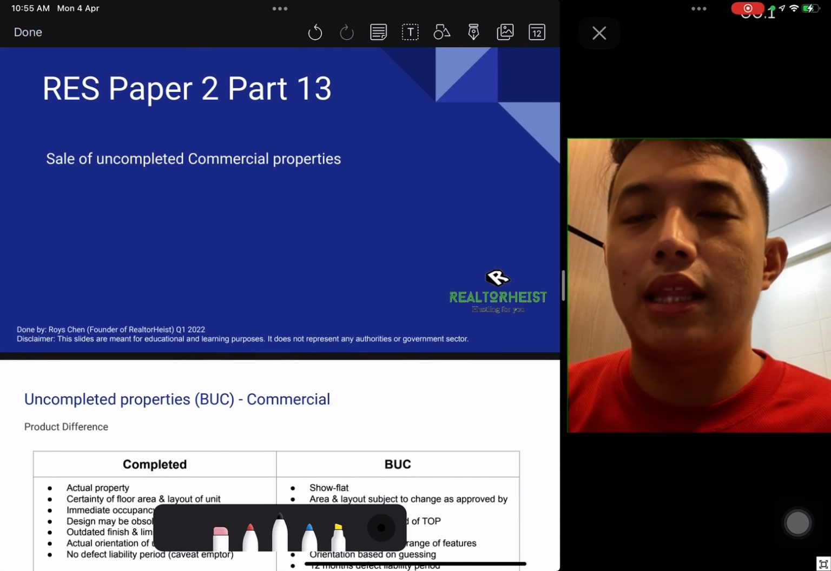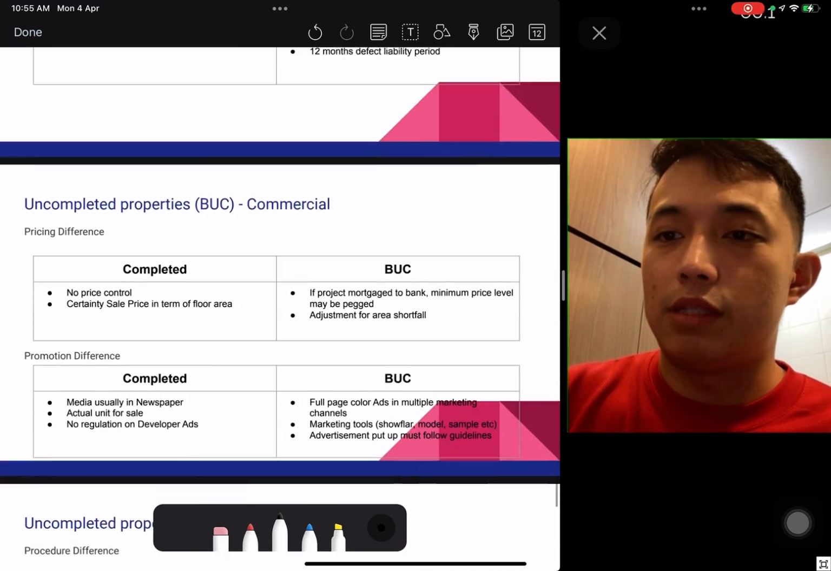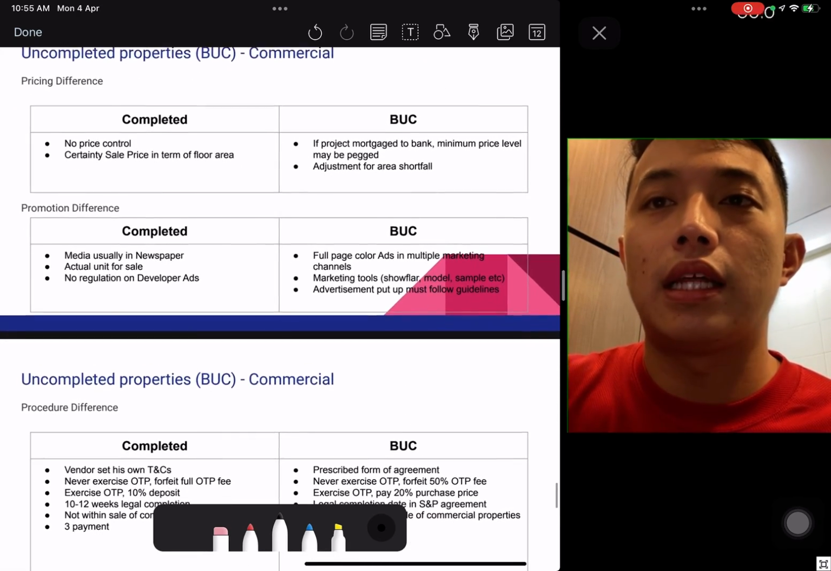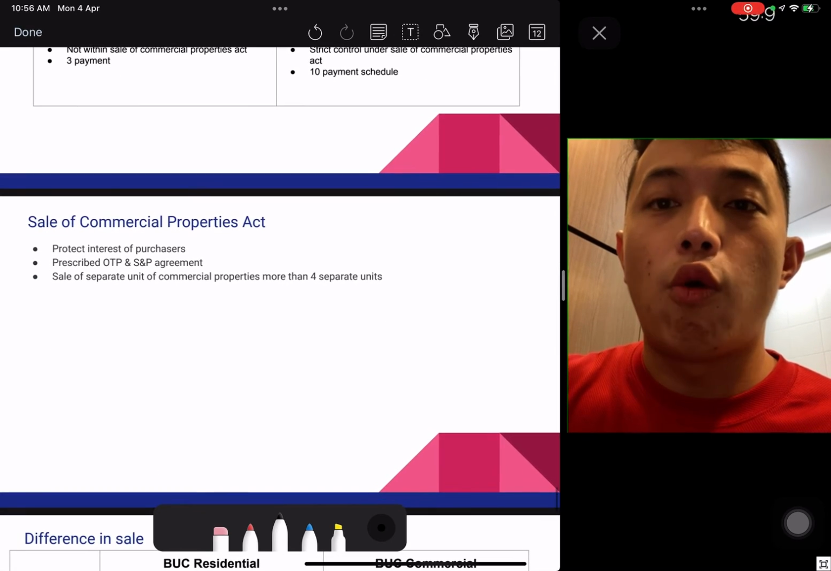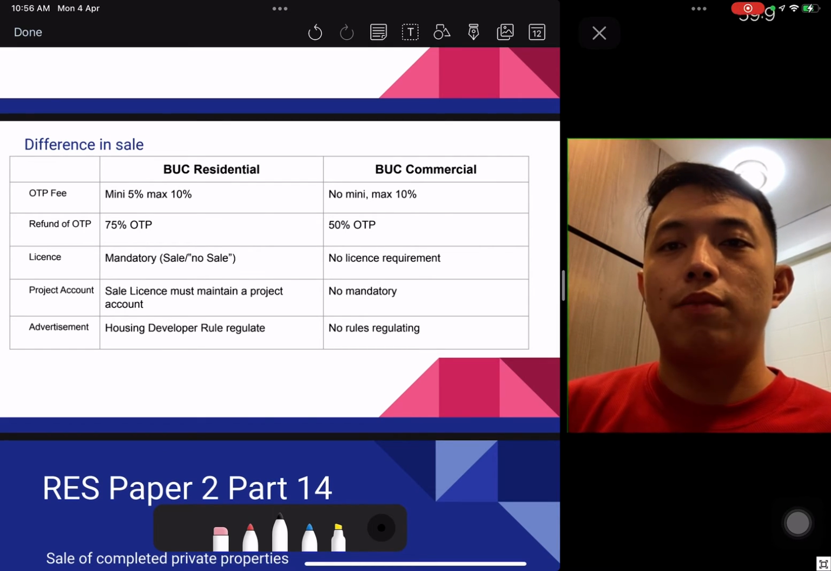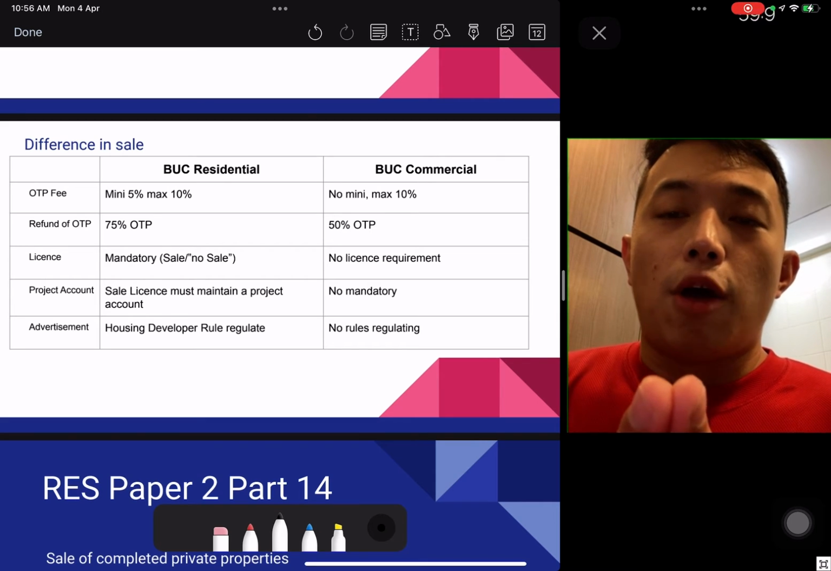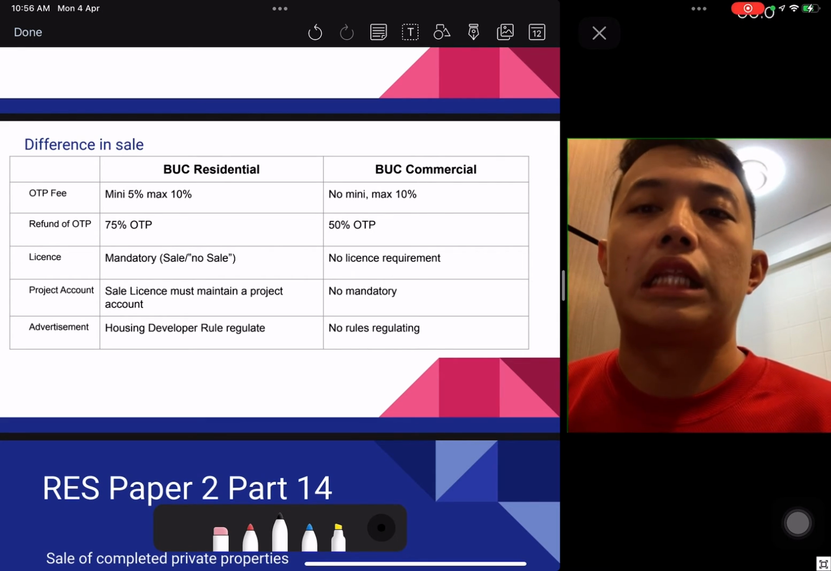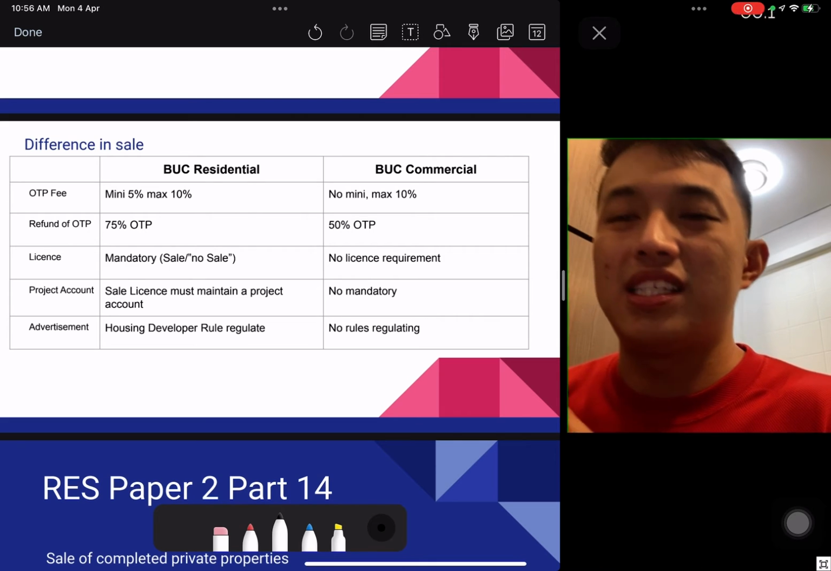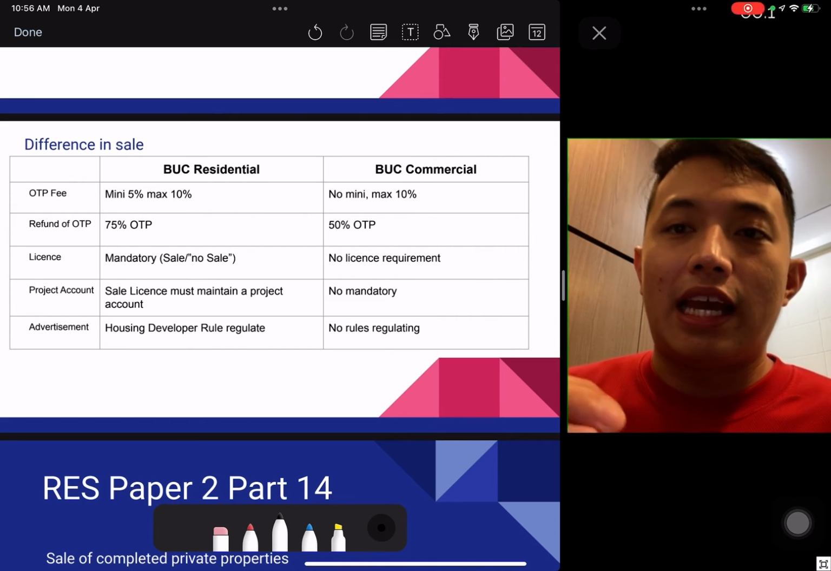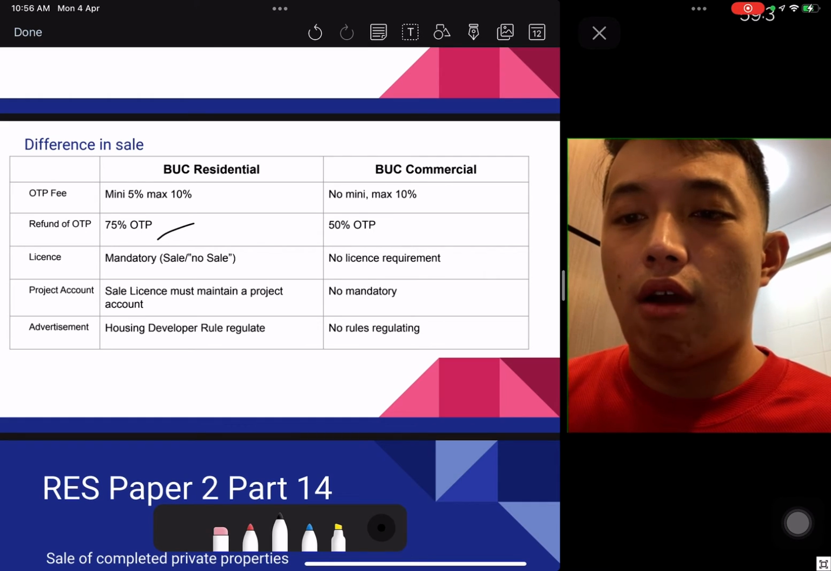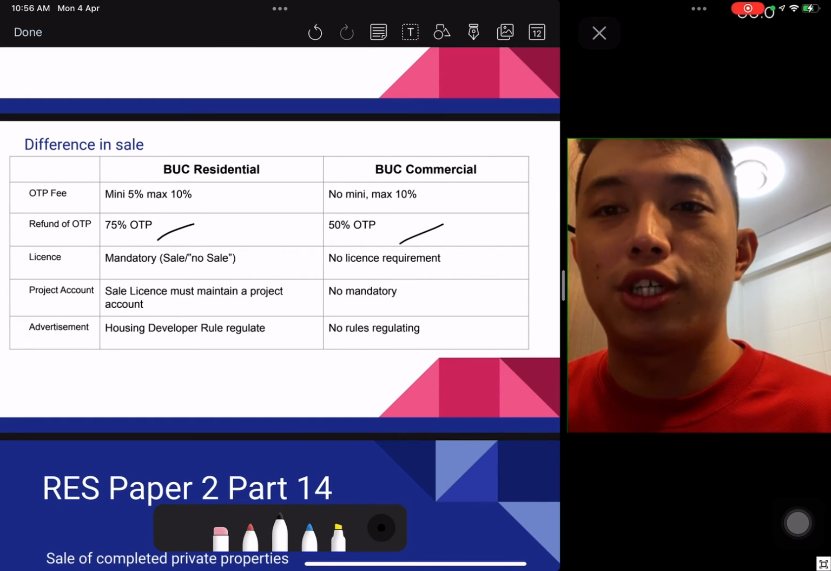For BUC under commercial property, 90% is quite similar. Please read up yourself on uncompleted commercial property. I will go through the differences. The differences between BUC residential and commercial: for residential, the option fee must be a minimum of 5% and a maximum of 10%. For BUC commercial, there's no minimum OTP fee, but it's a maximum of 10%. If the OTP is not exercised, you will refund 75% for residential, however 50% for commercial.